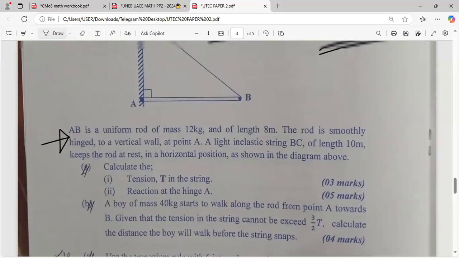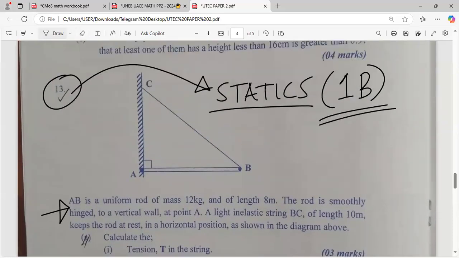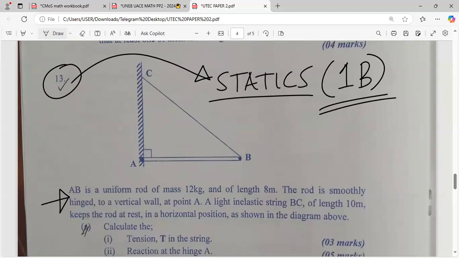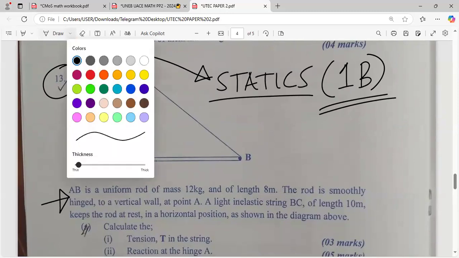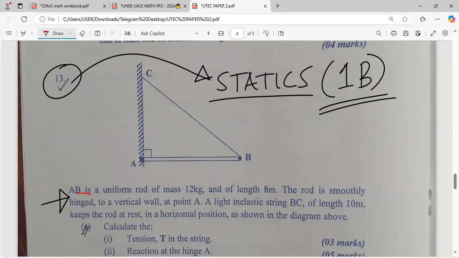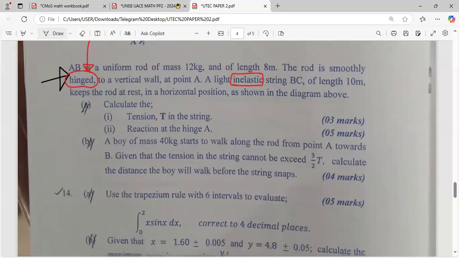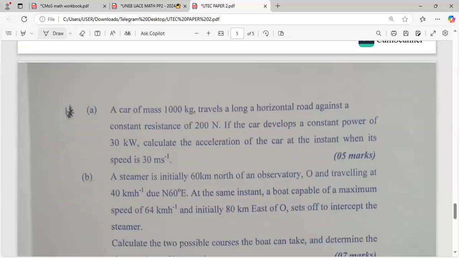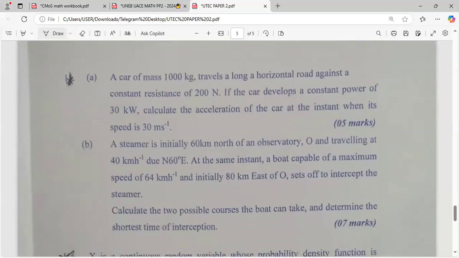So let us see the last question. I think you can see these are rigid bodies. Someone may ask, how have you known that they are rigid bodies? They are terms that you're going to be learning as we progress. Words like hinged, just see that. Words like inelastic, you can now tell that these are rigid bodies. Then the other number is here.